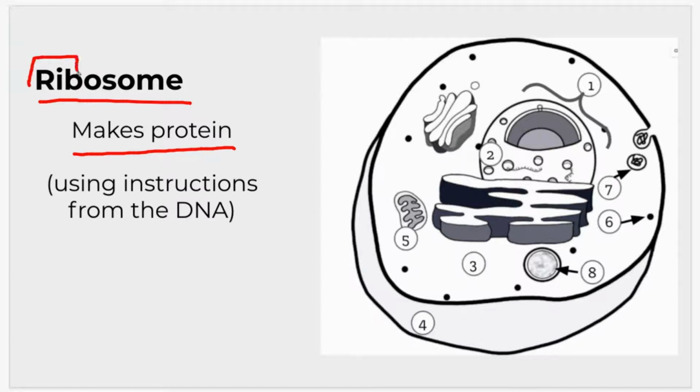And if you'll notice, the first three letters of ribosome are the word rib. And if anyone likes to eat ribs as much as I do, you know that ribs are packed with protein, which is super convenient because ribosomes make protein. Now, I can't color the ribosomes because they're just these little black dots.